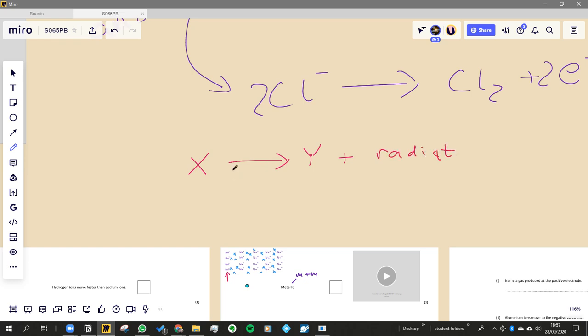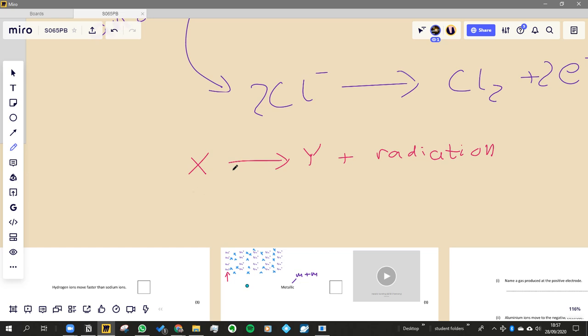So that's what nuclear decay is. The radiation is obviously the radiation that is given off. That's nuclear radiation, and the decay is the process of X changing into Y.